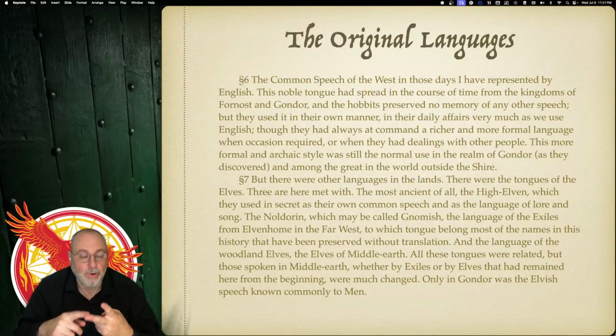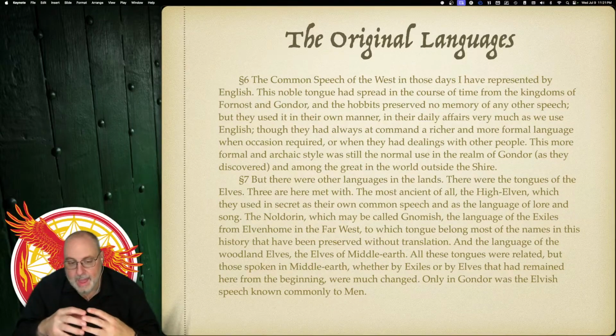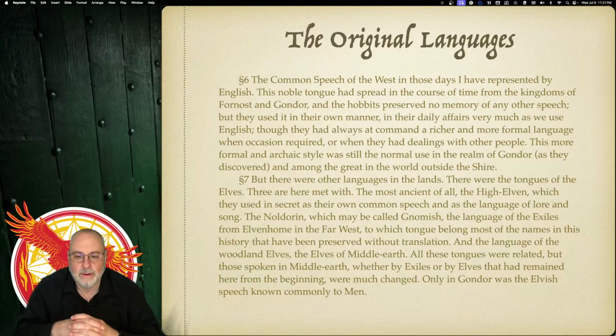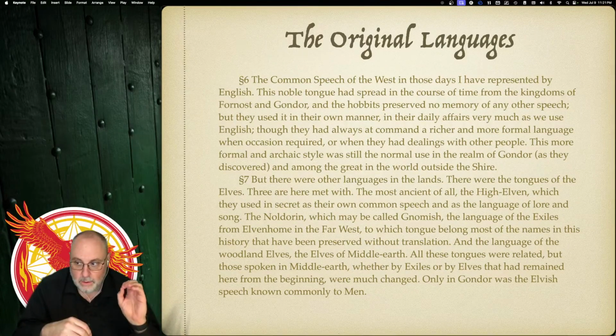We're told that there is a language brought from the far west. A language to which tongue belong most of the names in this history. And a language of the woodland elves. And those seem to map onto the triad of elf peoples, the Vanyar, the Noldor, the Teleri. And okay. So the language of the Noldor is like Gondor and Orodruin and Carathras and all of the names like that. Baranduin, that's Noldor language.